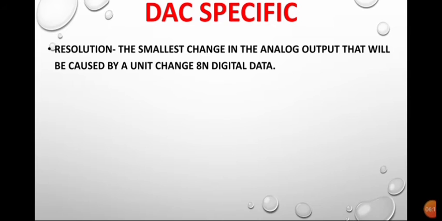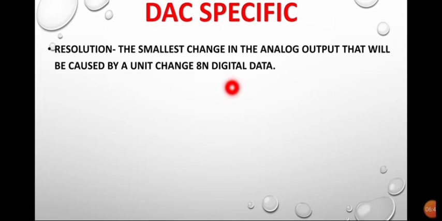So let us move towards the DAC specification, that is, digital to analog converter specification. The first specification means the parameter. First one is resolution. So what is meant by resolution? The smallest change in the analog output that will be caused by a unit change in digital input. Okay, that is known as resolution.